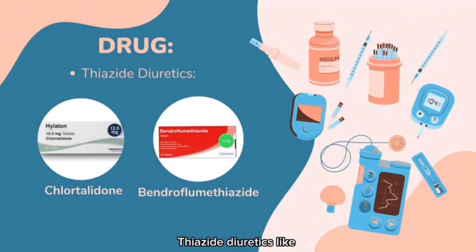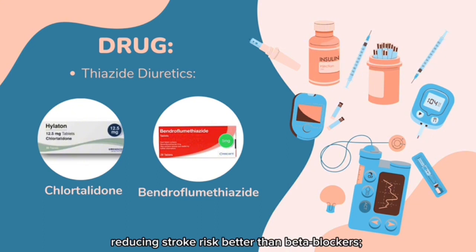Hypertension. Thiazide diuretics like chlortalidone and bendroflumethiazide are preferred for mild hypertension in older patients and Afro-Caribbeans, reducing stroke risk better than beta blockers, taken once daily.